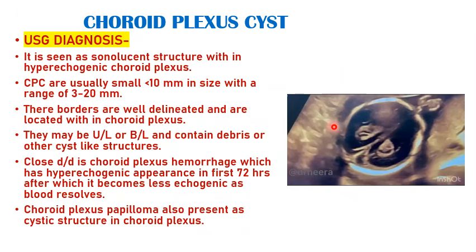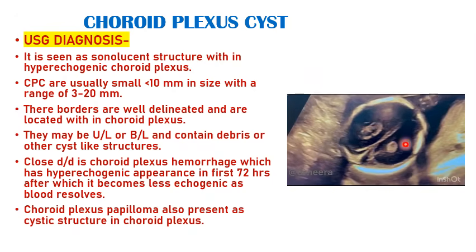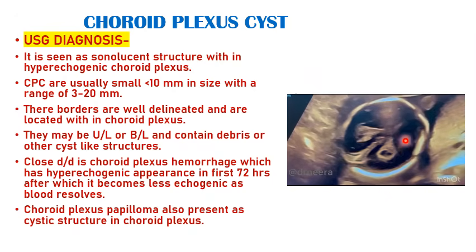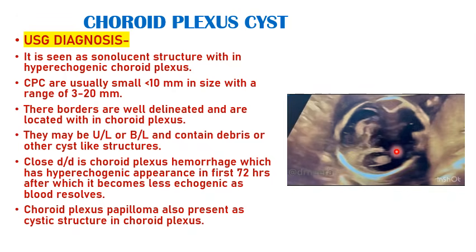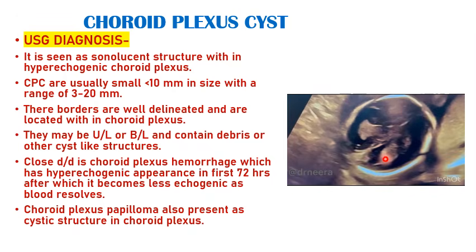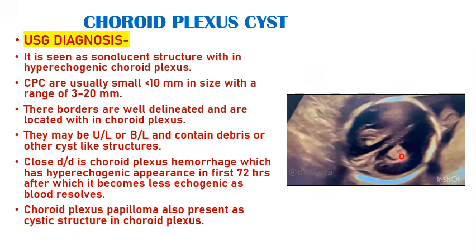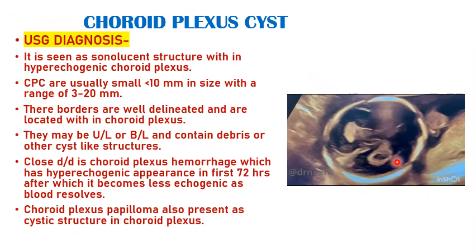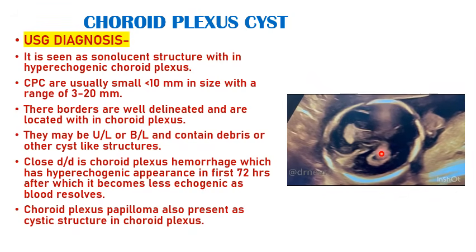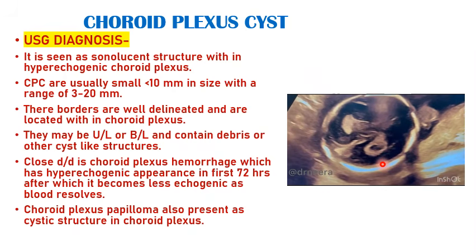On USG, we can see the choroid plexus cyst as an sonolucent structure within the hyperechogenic choroid plexus. These are usually small, less than 10 mm in size, with a range of 3 to 20 mm. These can be seen unilateral or bilateral, and they can be unilocular or multilocular cysts. And they contain debris or other cyst-like structures.